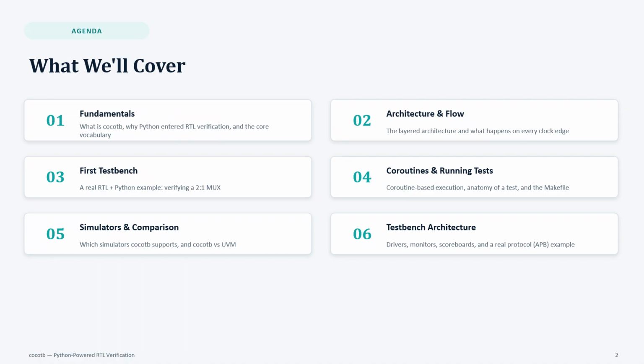Here I will cover the first fundamental: what is Cocotb, and why Python is used for RTL verification. Then architecture and flow, how it's actually built. Then the first working test bench example, which is a 2x1 mux. After that, how a coroutine works and how to actually run a test. Then simulator support and Cocotb compared with UVM. And finally test bench architecture.